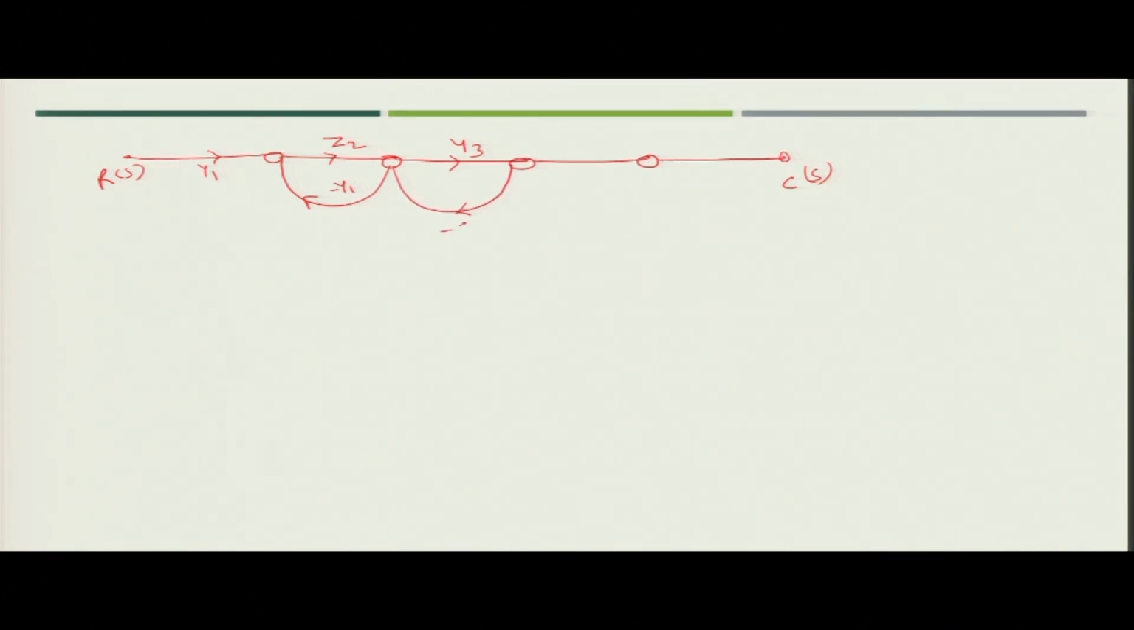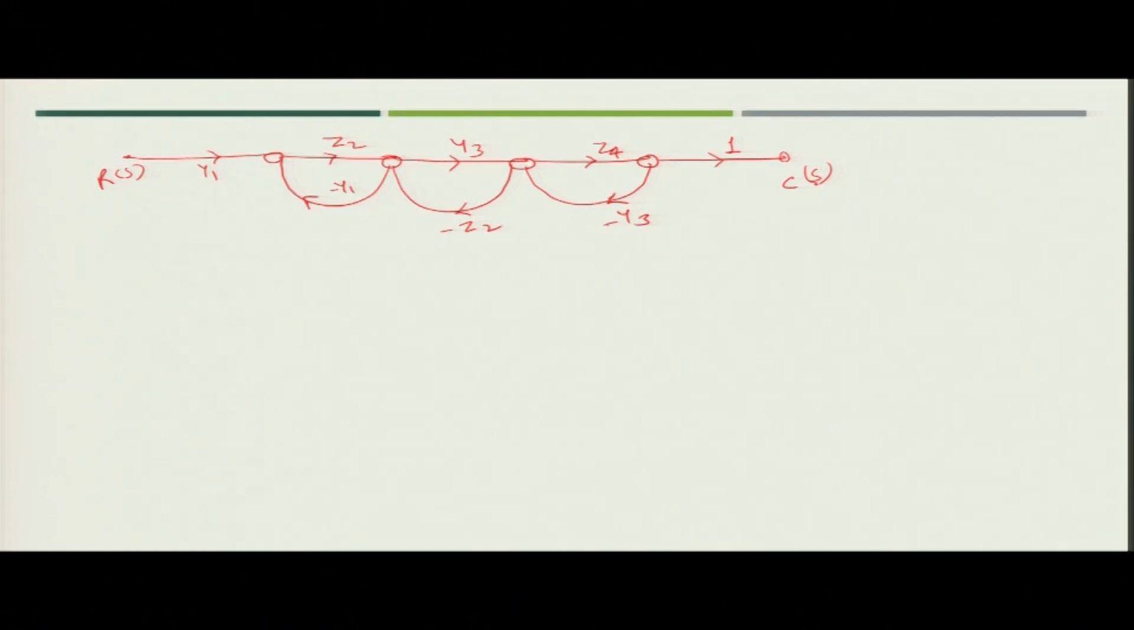Let us take one example, say the signal flow graph is like this, where you have an input R(s), and then you have the output C(s), and the transfer functions are y 1, then z 2 with a loop which is minus y 1, then y 3 with another loop which is minus z 2, and then this is minus y 3, then z 4, and this is a unity gain transfer function. So, this is the signal flow graph.